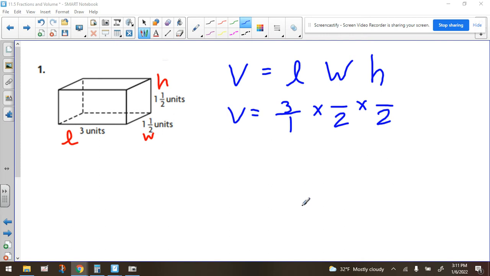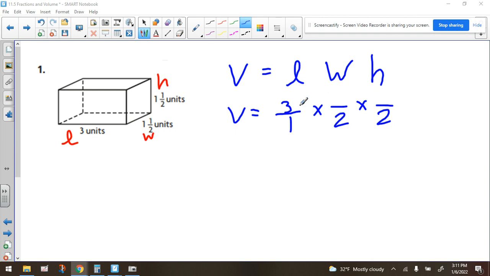Everybody, we're looking at question number 1, and the directions are to find the volume of this rectangular prism. And the one formula that we use for rectangular prisms, we see right here written in blue: volume equals the length times the width times the height. Now, anytime you see mixed numbers and whole numbers in there, you want to turn them into improper fractions.